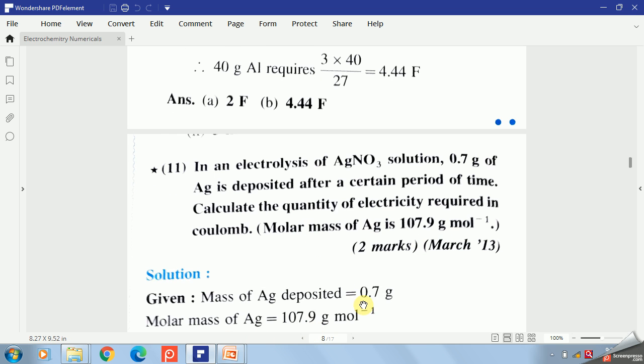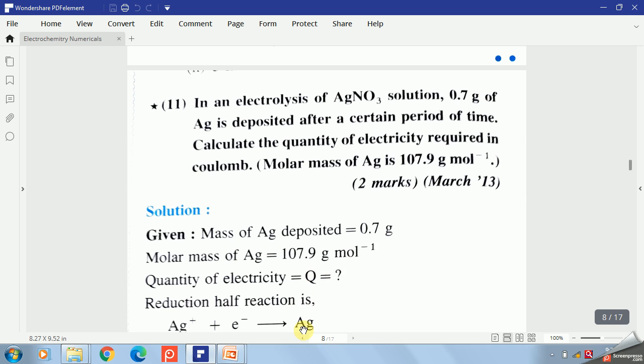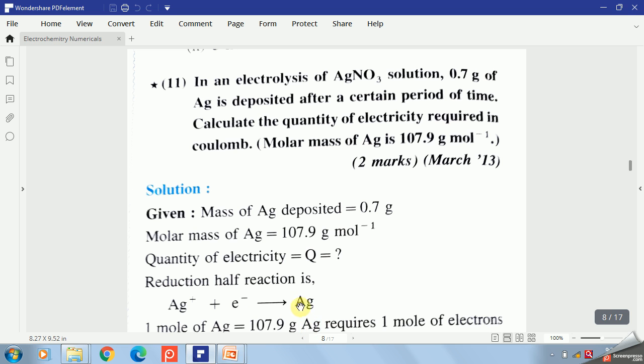So the mass of Ag and its molar mass are given, and you have to calculate Q. So what is the reaction? Ag is always 1 plus, NO3 is 1 minus. So Ag 1 plus accepts 1 electron to give Ag. So 1 mole of Ag, which is equal to the molar mass, 107.9 gram of Ag, corresponds to 1 mole of electron.